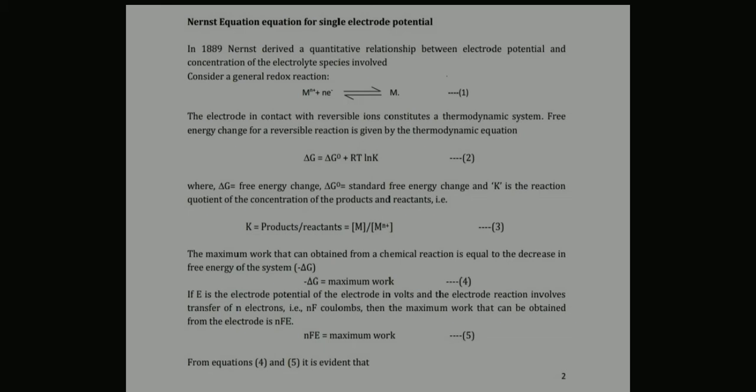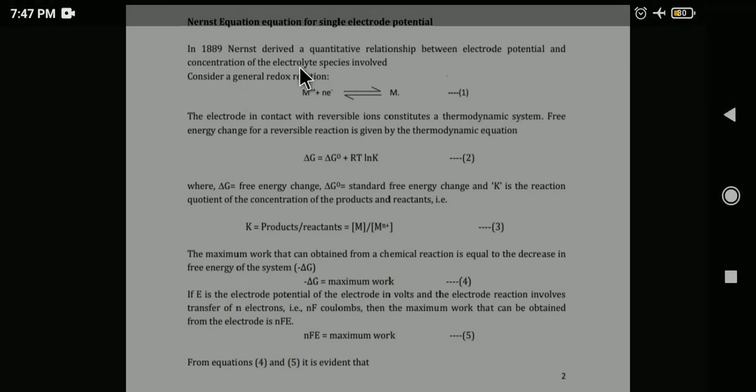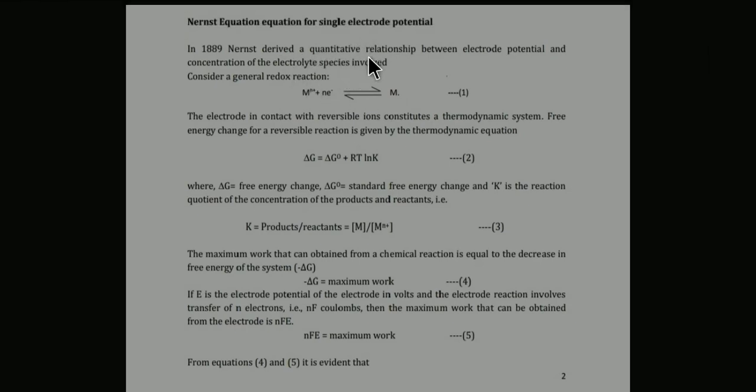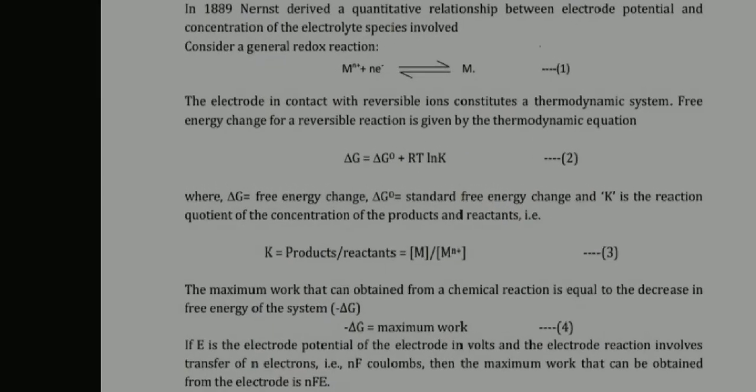Okay, that depends upon the question. They'll ask you to define the single electrode definition, and with the continuation of that you'll be asked to derive this Nernst equation. This Nernst equation gives the relation between electrode potential, that is E, and the concentration of the electrolyte species which are involved in the reaction.